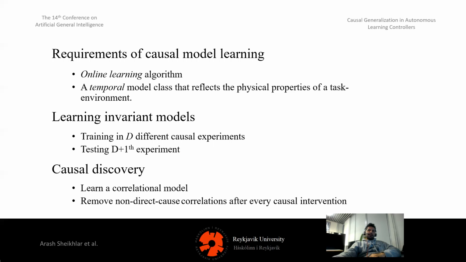But the question is, how does learning the causal model happen? Well, the first step is to learn a correlational model. So any traditional method that gives you correlations between variables is accepted. Then the algorithm removes non-direct cause correlations and updates the model constantly. And what we mean by non-direct cause are correlations that might have a common cause, or they might be spurious correlations, or they might be inverted cause and effects. So those are the correlations that are being removed by our introduced algorithm.